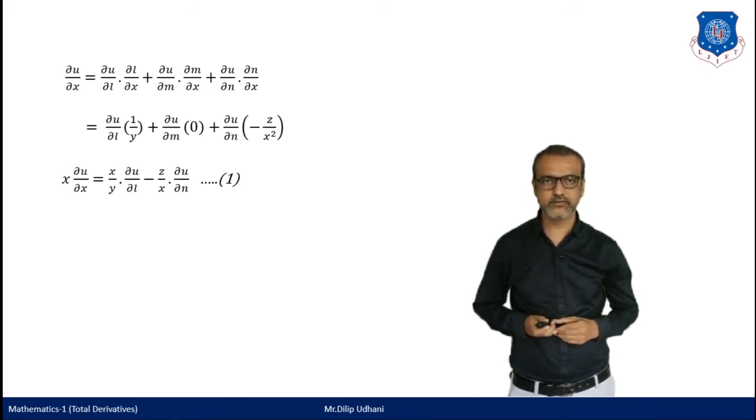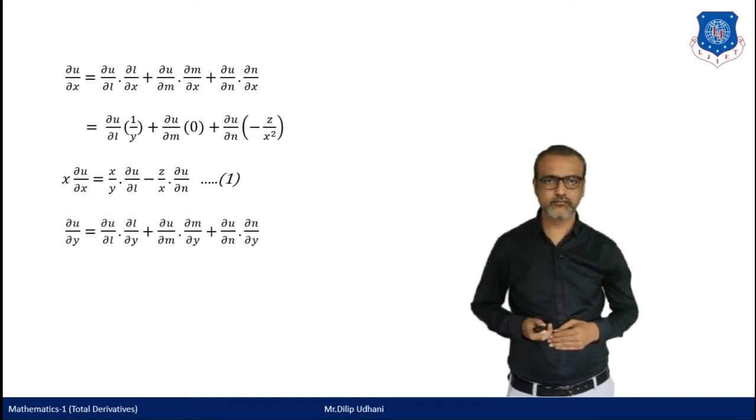So we have x into ∂u/∂x, that is equal to multiplying ∂u/∂l into 1 upon y by x. So it is x upon y into ∂u/∂l. Then after multiplying ∂u/∂n into minus z over x square by x, it is minus z over x into ∂u/∂n. Now say this is result number 1.